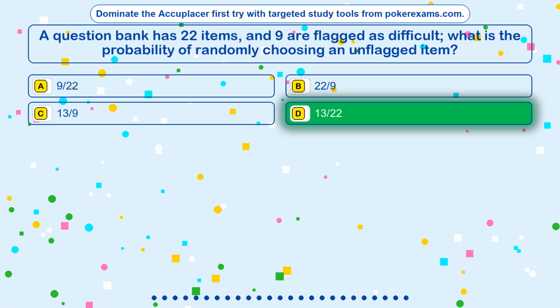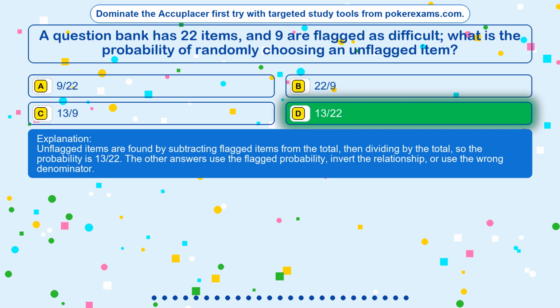The correct answer is option D, 13/22. Unflagged items are found by subtracting flagged items from the total, then dividing by the total, so the probability is 13/22. The other answers use the flagged probability, invert the relationship, or use the wrong denominator.